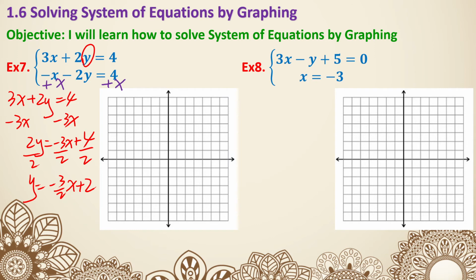Add x on both sides. So -2y equals x plus 4. Divide everything by -2. We got y equals -1/2 x minus 2.